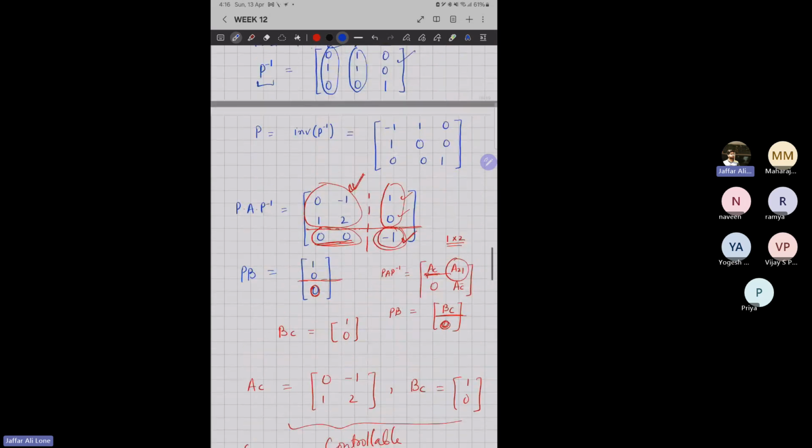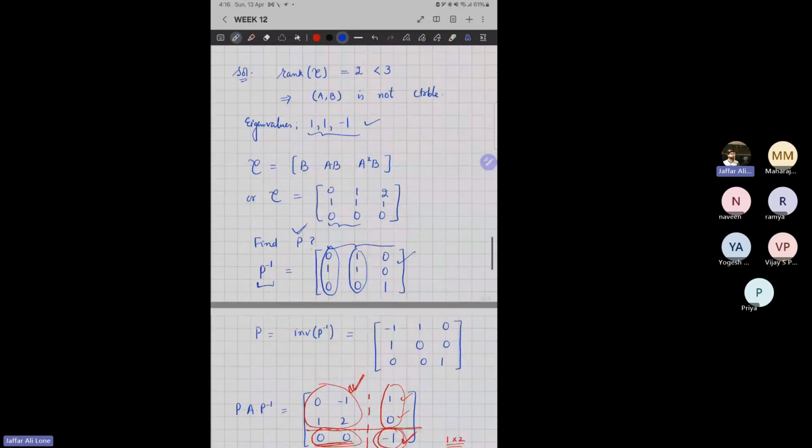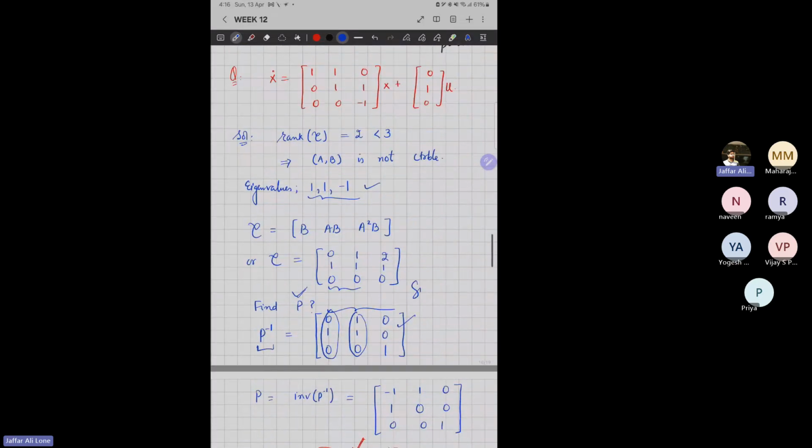What you can do is find this matrix P. This is called similarity transformation. You just read it. There is one very good book I'm mentioning here: C.T. Chen, Linear Systems Theory and Design, Chapter 6. So from this book, you can read Chapter 6. Right? So there you can find this.